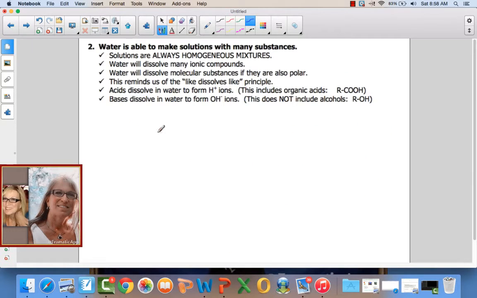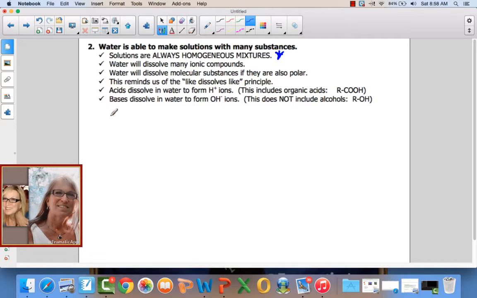Okay. Second point, water is able to make solutions with many substances. Solutions are always homogeneous. This is important. All solutions are homogeneous. Water will dissolve many ionic compounds, and it will also dissolve molecular substances if they are polar. That reminds us of like dissolves like.